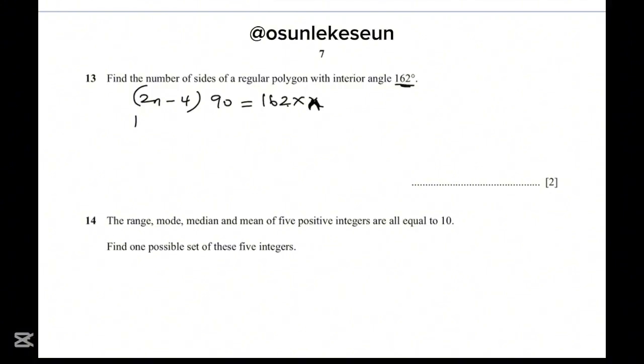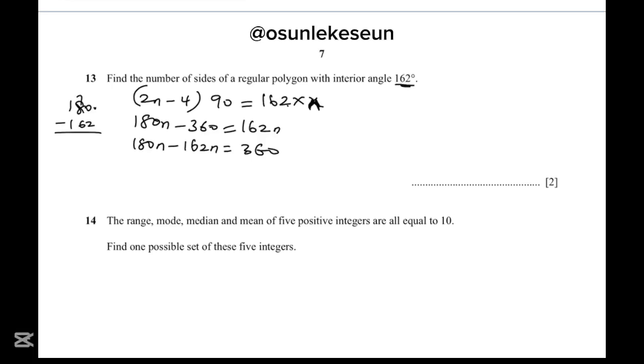This times 2n is going to give us 180n minus 360 equals 162n. So we can collect like terms. This is 180n minus 162n equals 360. So let's do that now. 180 minus 162 is going to give us 18n equals 360. So we divide both sides by 18, and n is going to be 20. So this is a regular polygon with 20 sides.